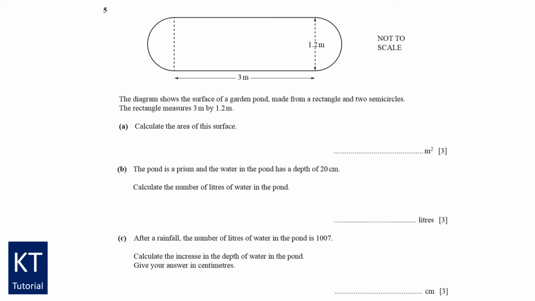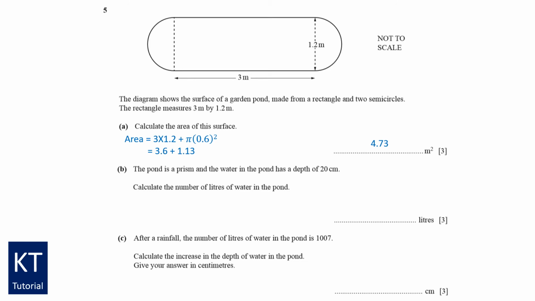Question 5. The diagram shows the surface of a garden pond made from a rectangle and 2 semicircles. The rectangle measures 3 meter by 1.2 meter. Calculate the area of this surface. The required area is the sum of the rectangle and 2 semicircles. The 2 semicircles can be consolidated to form a circle.